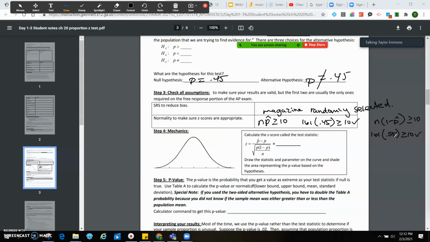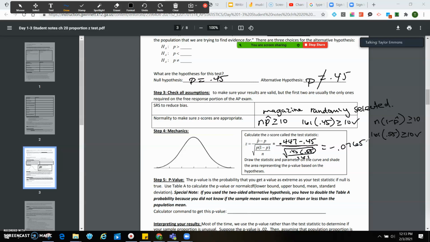And so then we want to actually calculate the z-score, called the test statistic. Okay, so we're going to take what we got, which was our p-hat value, which is 0.447, minus what our p-value is, which is 0.45, and then we're going to divide by our standard deviation. So we're going to find that by taking the square root of 0.45 times 0.55, divided by 161. I know that was a lot of information. You're going to get negative 0.0765.